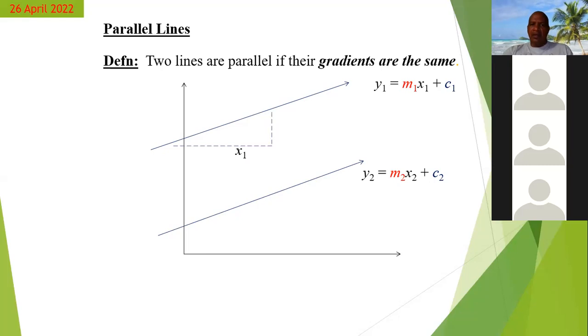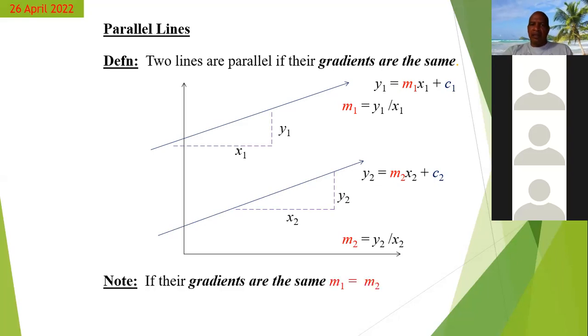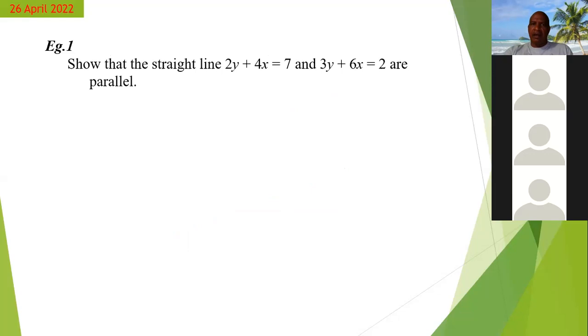All right, so we use the same formula by constructing our right angle triangle. We will get the rise over run formula. So we know that M1, which is the gradient for the first line, is equal to M2, which is the gradient for the second line. All right, moving along.